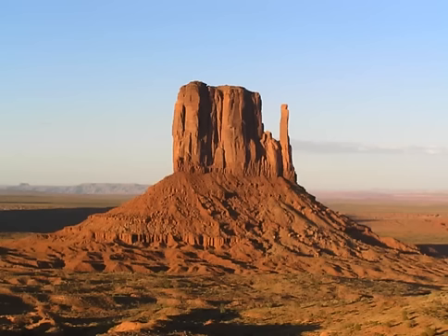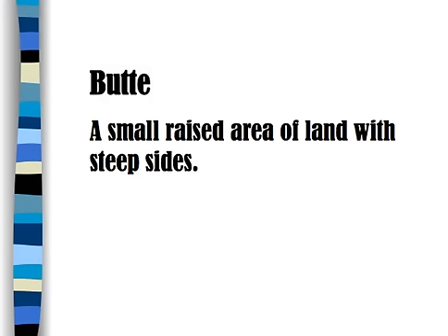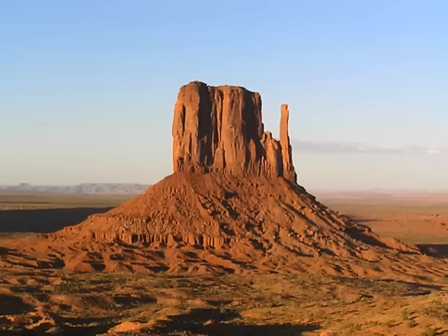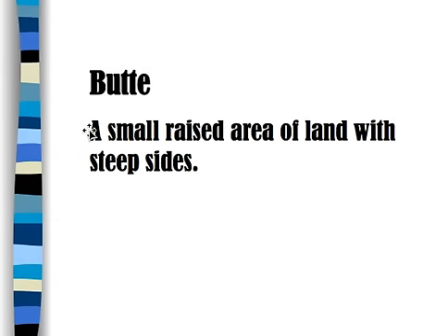Does anyone know what this is? If you said a butte, you're correct. Now, a butte is a small raised land, small, with steep sides. Hello, hello. As said here, small raised area of land with steep sides. If you'd like to pause the video, feel free. Otherwise, we're going to keep going.